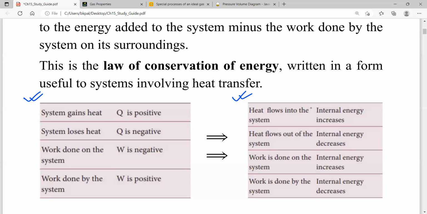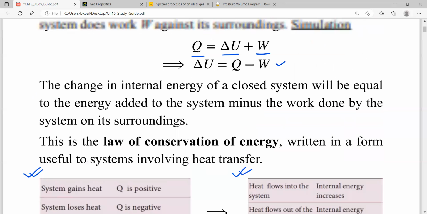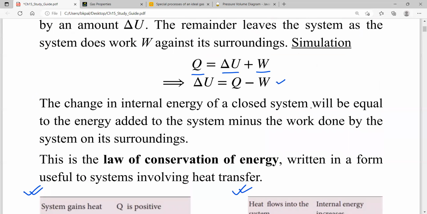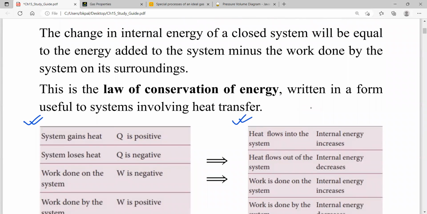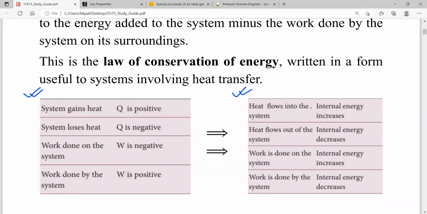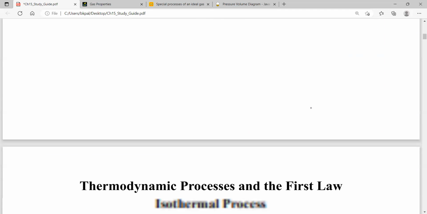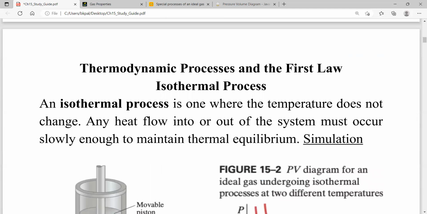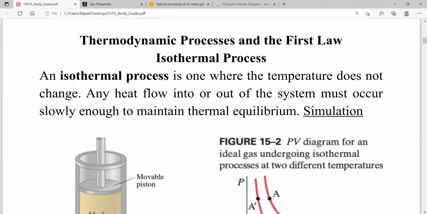By using these signs for Q and W, and applying this in this equation, you can show how internal energy increases or decreases. Of course, we will be doing some numerical problems that will probably help you much better than these. All right.